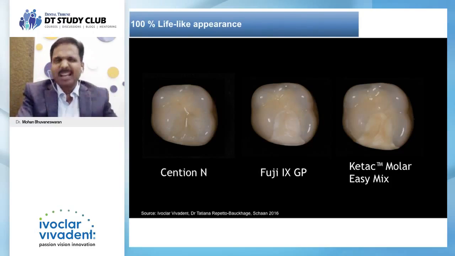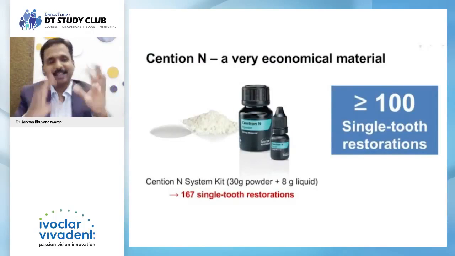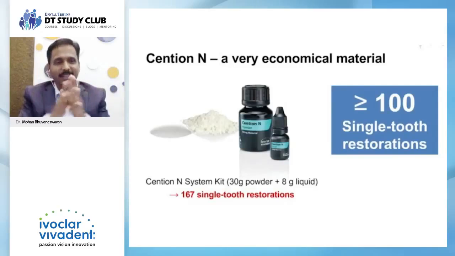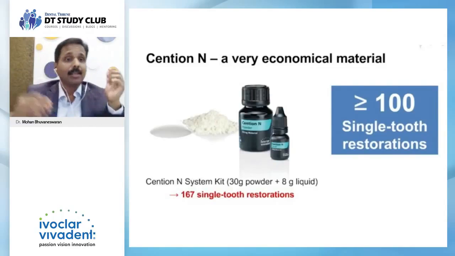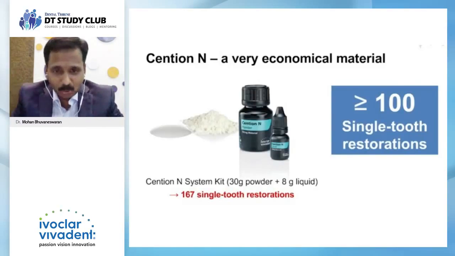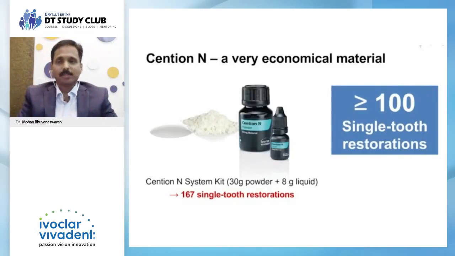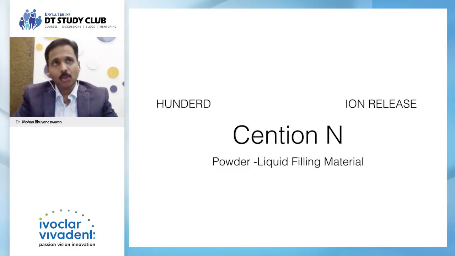And if you remember the last point, what I tell, economy. Actually, yes, certain category economy is also important, that you can do so many fillings in this bottle. Yes, there are a category who require, especially when working in health centers and dental schools, wherein you see a lot of patients, charity hospitals. That is an important factor for us. Yes, right. So they found out that they can do 167 single tooth restorations. That's more than 100 in this bottle of 30 grams powder and 6 grams liquid. So the name Cention N sounds to be promising.